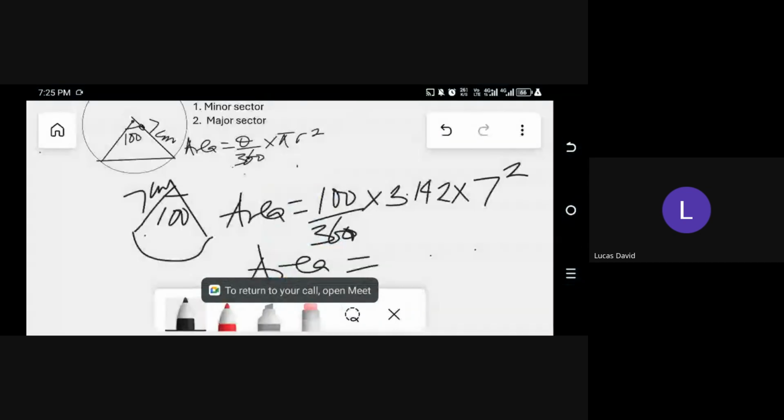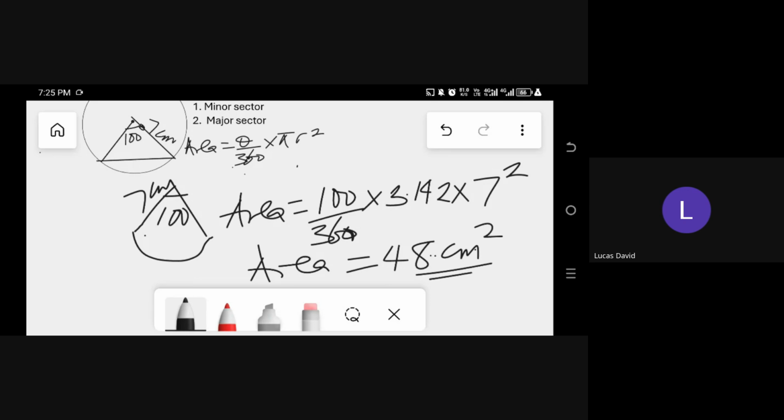42.8 centimeters squared. Since it is area, the unit should be centimeters squared. So say 42.8 centimeters squared. This is the area of the minor sector.